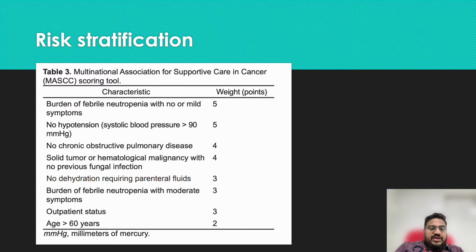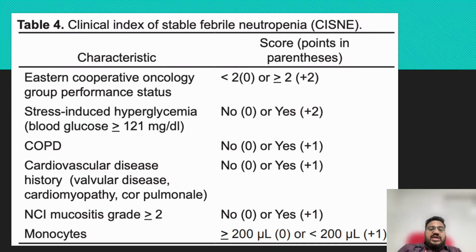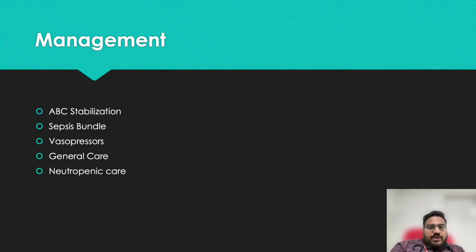There is another criteria that has been developed, but this has to be used in consultation with the oncologist who has been seeing the patient for the last few days. This is otherwise called the clinical index of stable febrile neutropenia, and there has been evidence shown that both the MASCC score and the clinical index of stable febrile neutropenia score can be used for patients to diagnose neutropenic sepsis. So now coming to the management in detail.